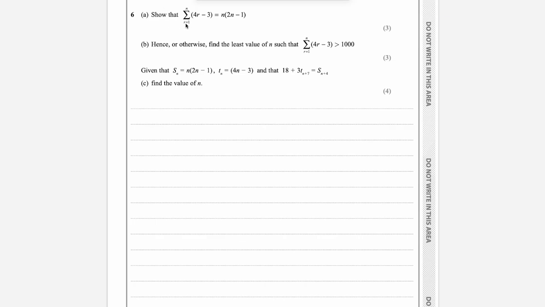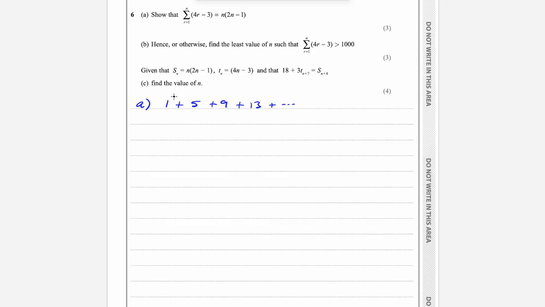Show that the sum of this equals this. Okay, so it's the sum. I like to, guys, write out the sequence. So sigma notation, we start with r is 1, sub it in, 4 times 1 minus 3 is 1. Plus, we're adding them, sub in 2, 4 times 2, 8 minus 3 is 5. Sub in 3, 4 times 3 is 12, minus 3 is 9. And then you start to see the pattern. We're going up in 4s. It's arithmetic, fine. But we need to get the sum.